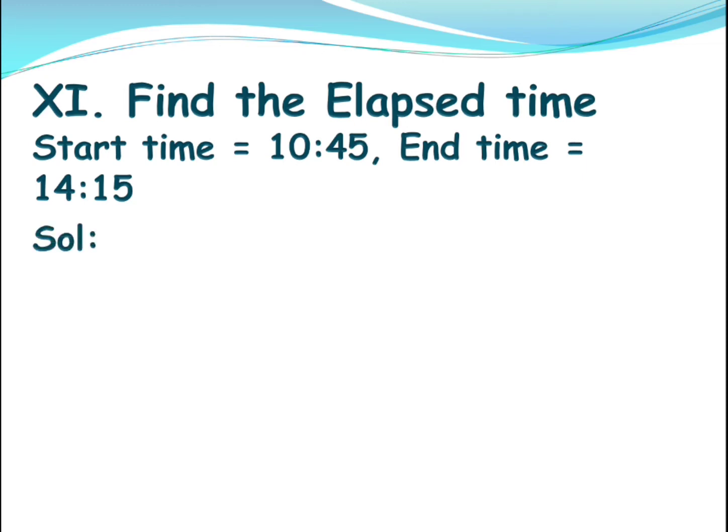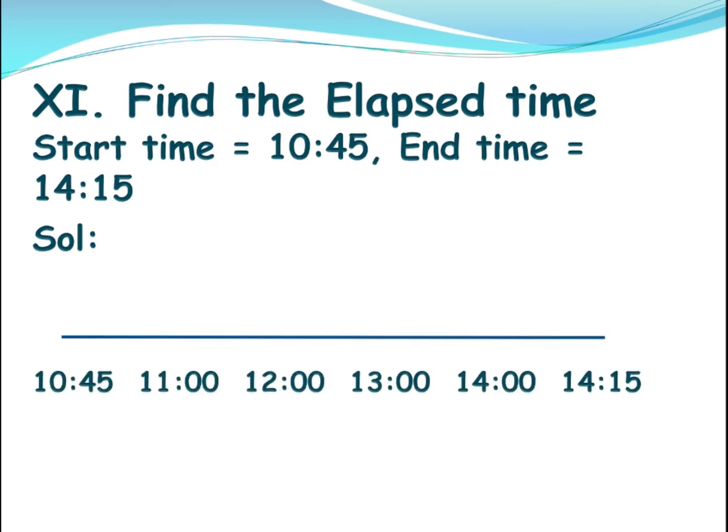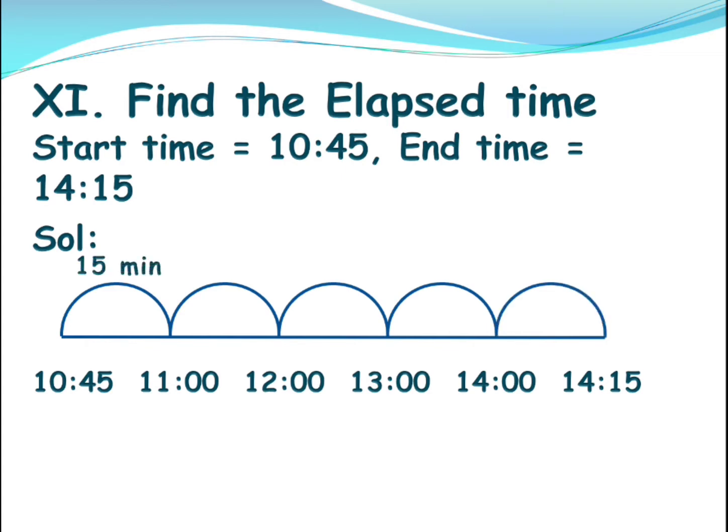For that, try to draw a straight line, and mention the timings from where to where you have to find, and in between what are the hours, so that you can write the timeline. Okay, so 10:45 to 11, 11 to 12, 12 to 13, 13 to 14, and 14 to 14:15. Till 14:15 only the time is there. Now if you see, children, from 10:45 to 11, it is only 15 minutes.